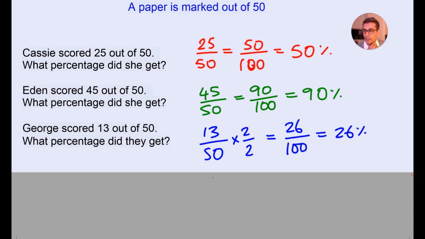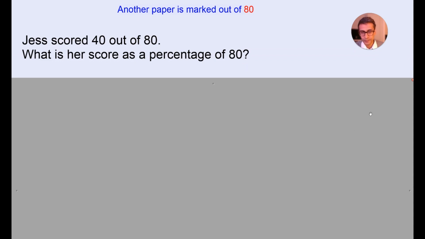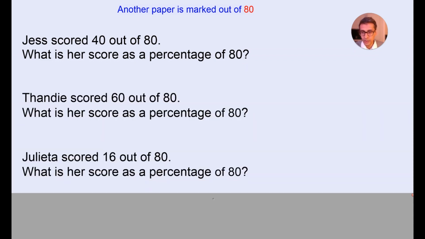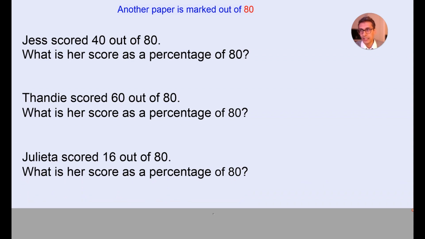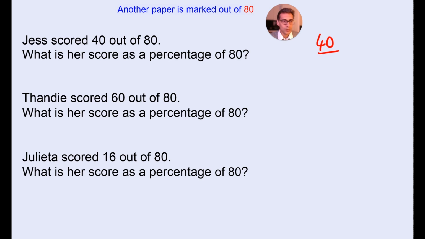So what happens if the test is out of something else? So this time, the test is out of 80 marks. So have a go with the first one, and then try the next 2 and see what you find with these. Okay, so I hope you've had a go with these. We're going to now work them out. So 40 over 80 should be immediately obvious. We know that that's equal to a half, which is 50%.